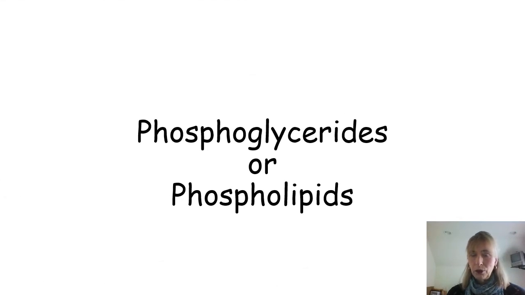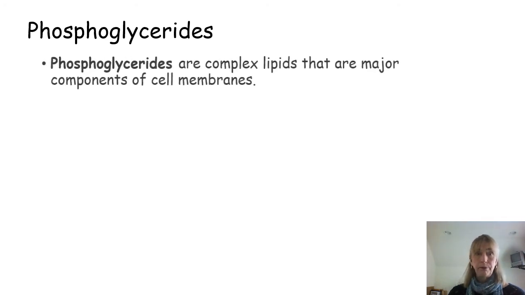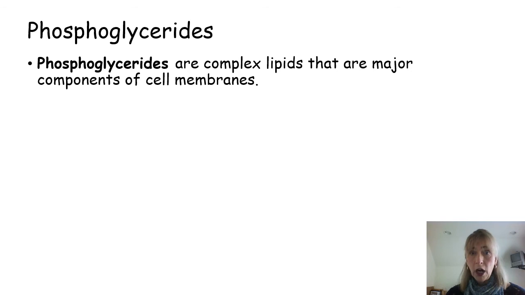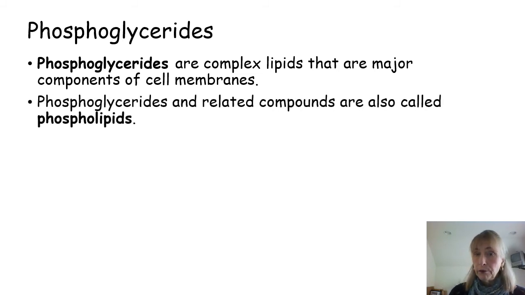All right, on to phosphoglycerides or phospholipids. Phosphoglycerides, they are complex lipids. So we move category from simple to complex, that are the major components of cell membranes. Phosphoglycerides and the related compounds are also referred to as phospholipids, so that's a synonym. Phospholipids, phosphoglycerides, same thing.